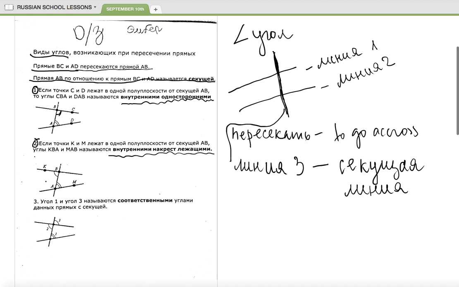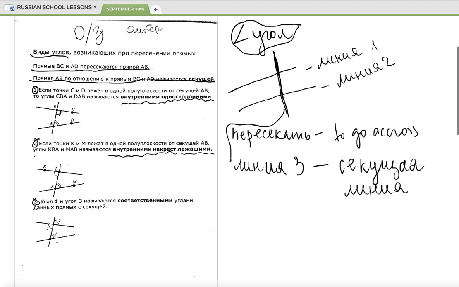If they are two dots and they are on the other side of the crossing line, then they are called внутренние накрест лежащие. И это углы. It's just definitions right here. You don't need to remember, just how you can read. Внутренние односторонние, внутренние накрест лежащие. And number 3, let's see number 3.